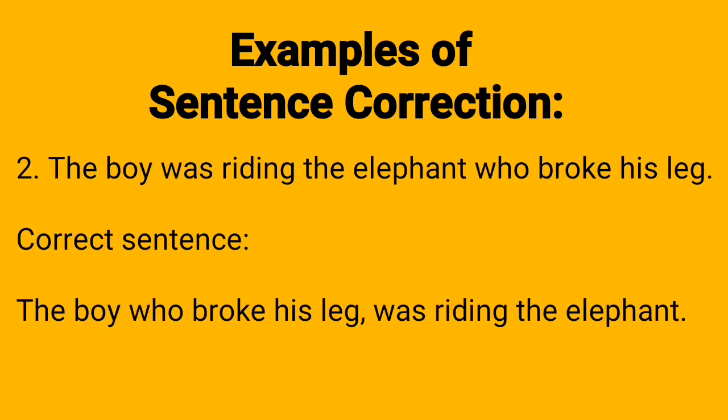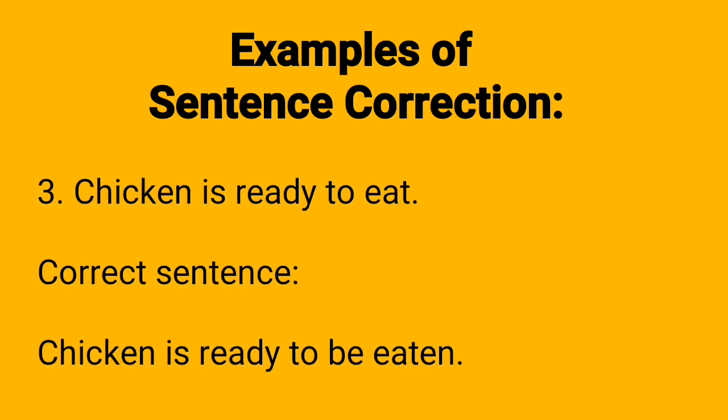Number 2. The boy was riding the elephant who broke his leg. The correct sentence: The boy who broke his leg was riding the elephant. Number 3. Chicken is ready to eat. The correct sentence: Chicken is ready to be eaten.